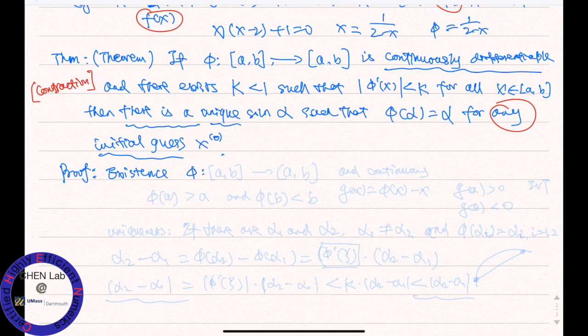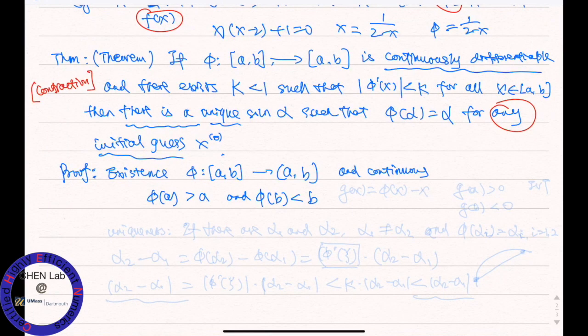The existence is trivial because if you look at phi, the domain is A to B, the range is A to B, or it can be a subset, and it's continuous. So phi of A should be larger than or equal to A, because the range is in [A, B]. But if it's equal to A, we're done, right? There exists a solution already. A is a solution. So we assume phi of A is larger than A. And phi of B is less than B, otherwise we're done also, right?